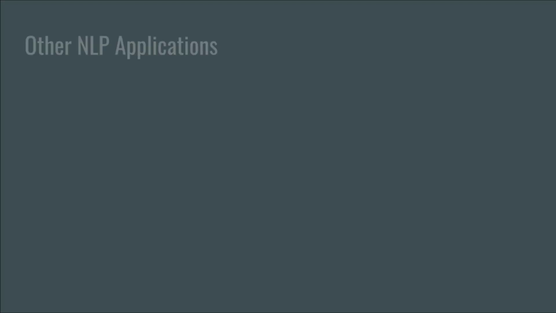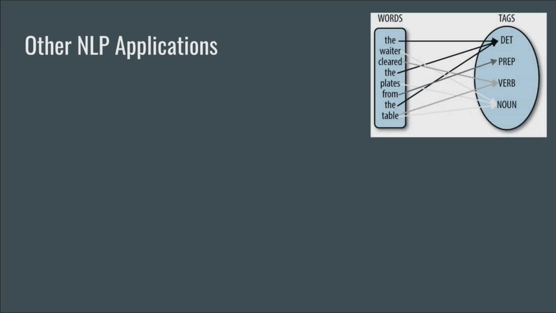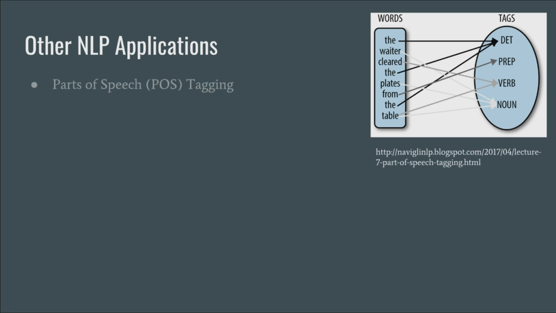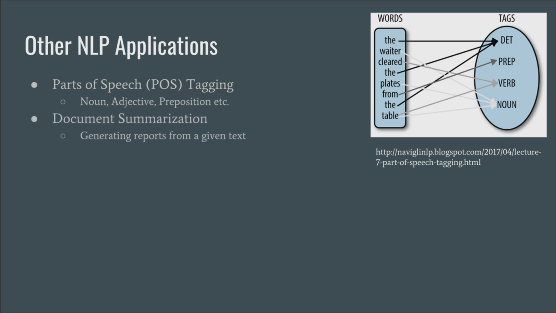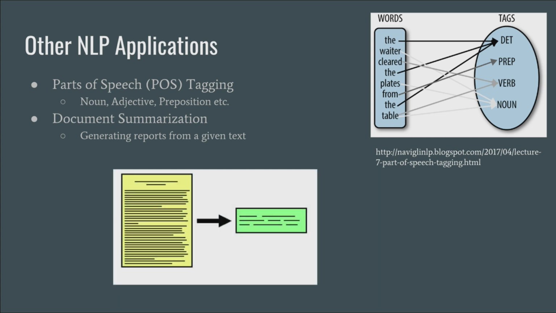There are many other applications of NLP that I haven't spoken of here, like parts of speech tagging that is used to know which word is a noun, which is an adjective, which one is a preposition, etc. And there is also something called document summarization, which is all about generating a summary or a report from a given text document. So I'll have to leave these topics for now, folks, as I'm running out of time. But hey, we'll be talking about all these as we go along in our episodes.